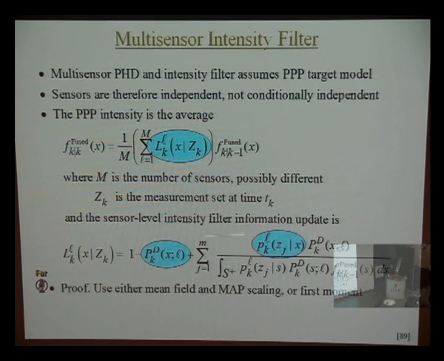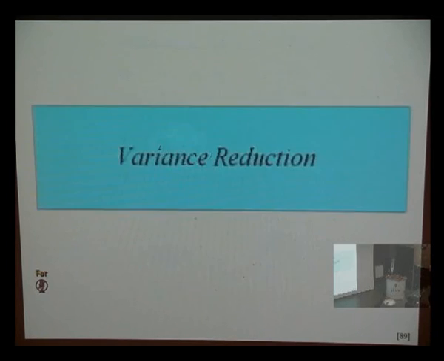So in essence, the multi-sensor intensity filter forms the intensity filter for each sensor, reports it to a central fusion site, and then adds it to all the other sensors in the field. That's the optimum answer. Haven't tried that out yet, by the way, but I will be soon.